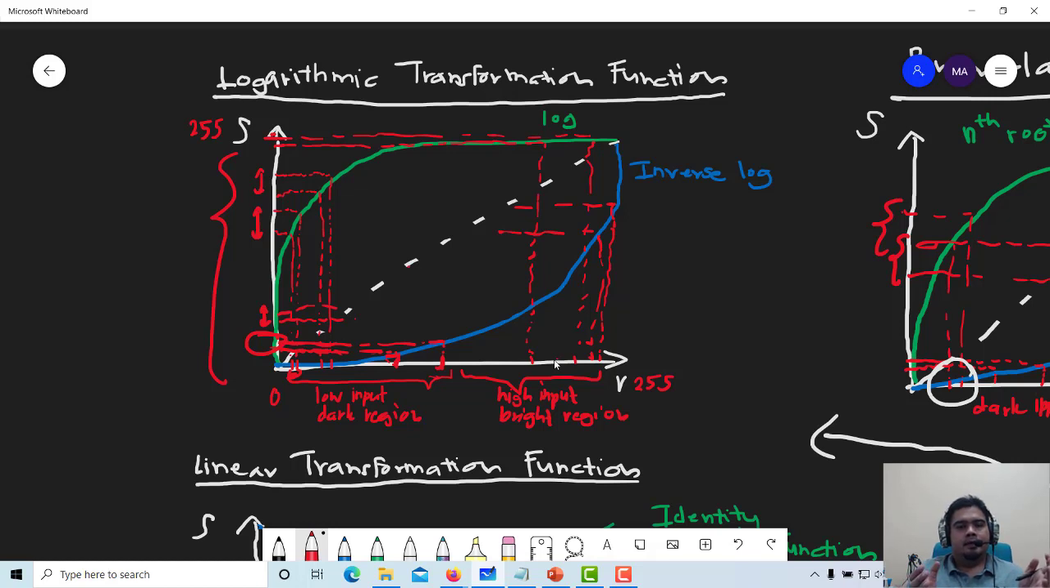That is the difference between the log and inverse log. With the inverse log, you stretch the bright side, or the high input, but for the dark side, you compress the range. For a logarithmic transformation function, you compress the bright side, but you stretch the range at the dark side. I hope you are clear about that.